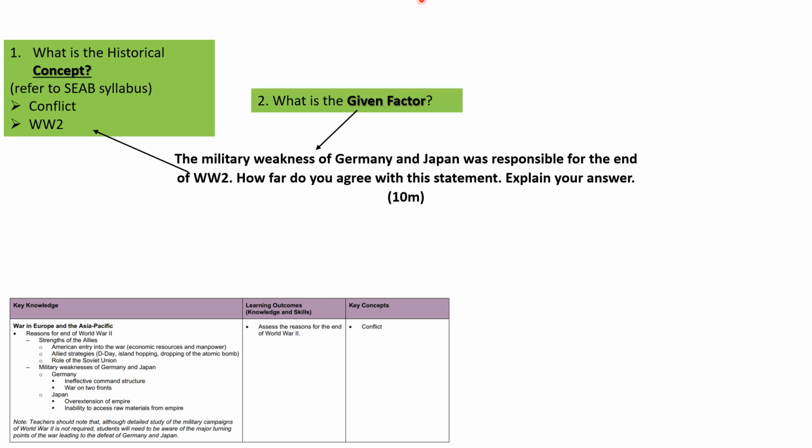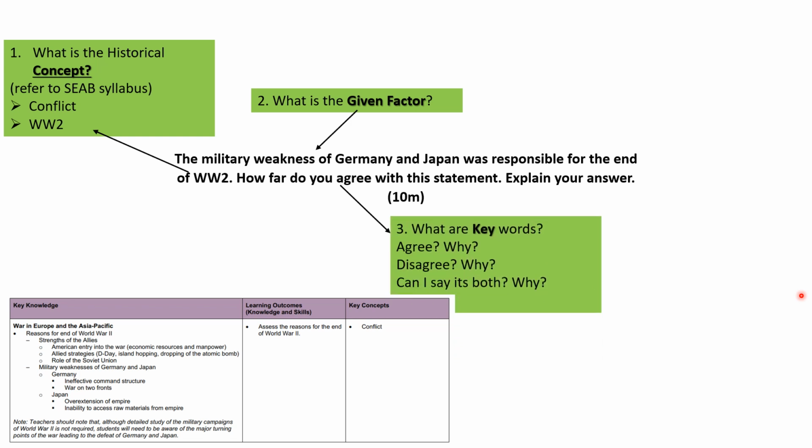Now, for the next bit is, of course, we look at what is the given factor. So if we're looking at given factor specifically here, we are looking at the military weakness of Germany and Japan. So don't confuse yourself because the question is asking military weakness of Germany and Japan. It will be good to have examples: military weakness of Germany, military weakness of Japan. So just take note, all right, of that. So the given factor, yes, is military weakness, but because your case study is Germany and Japan, you do need to give the examples from both countries.